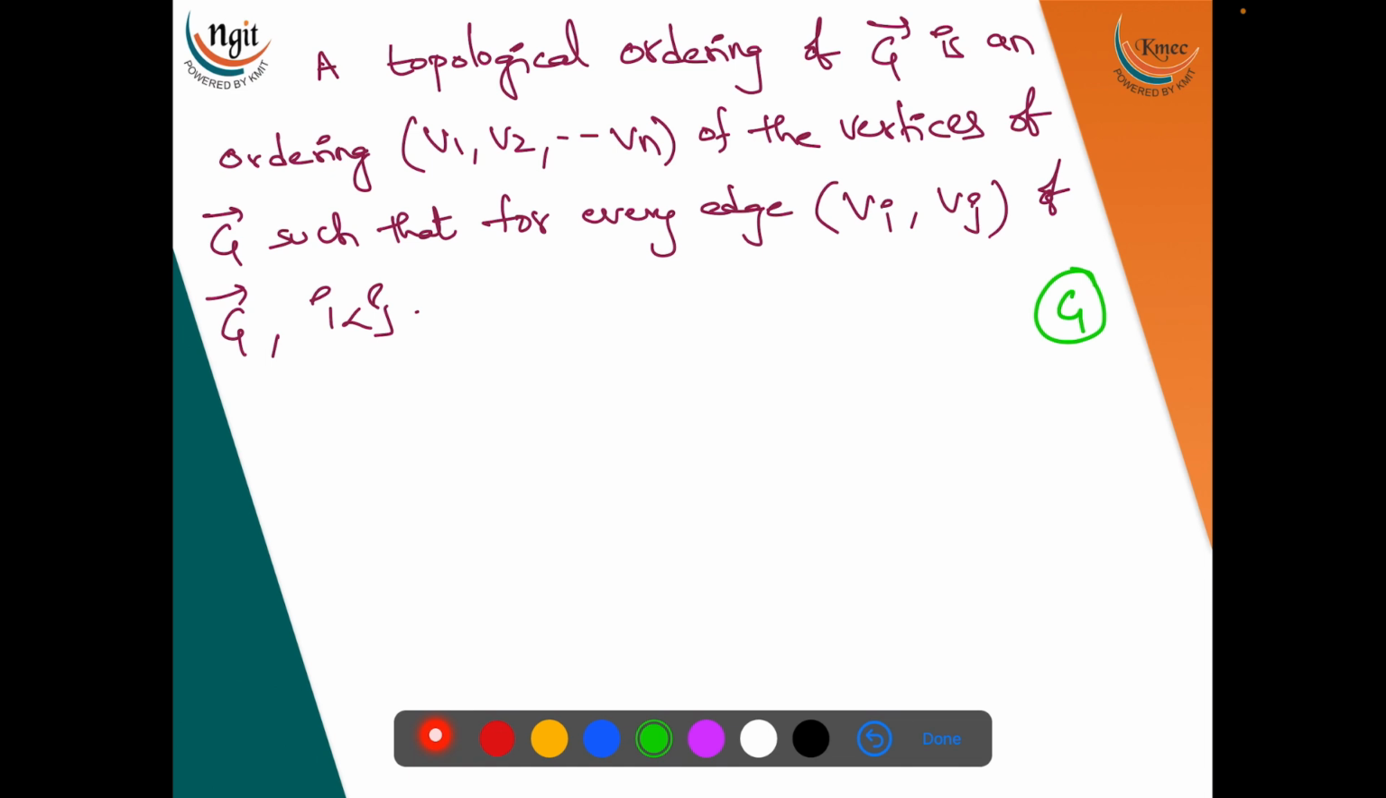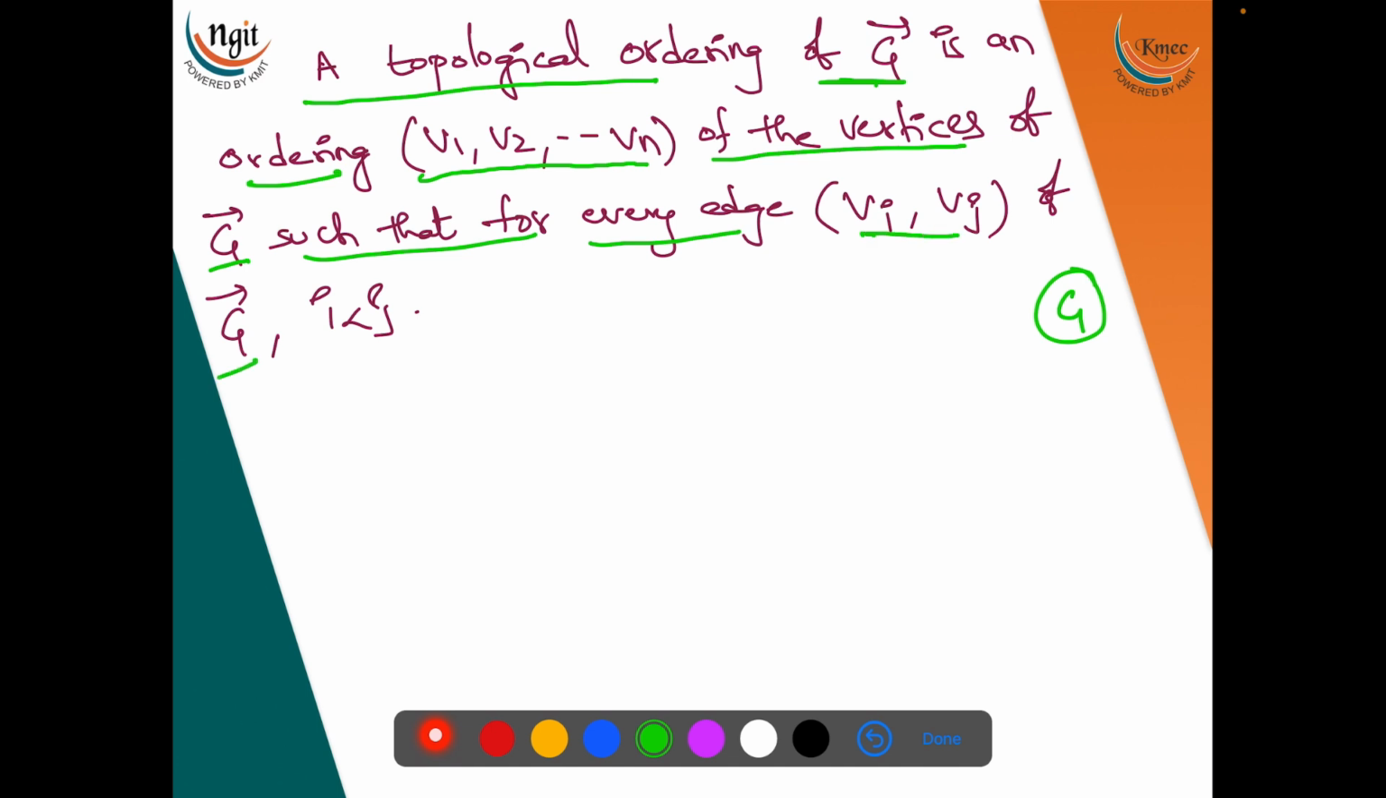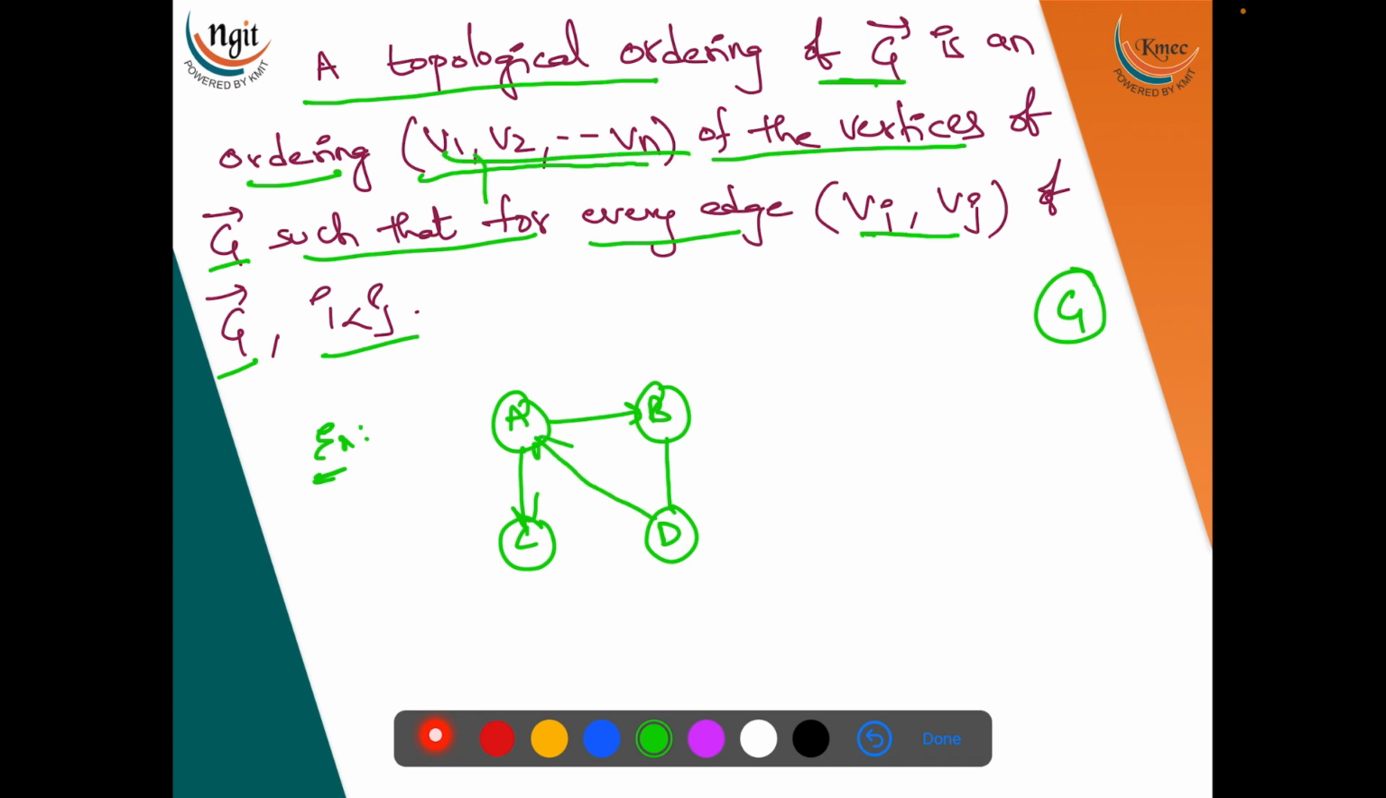Now, the definition: a topological ordering of a graph G is an ordering v1, v2, up to vn of the vertices of G such that for every edge (vi, vj) of G, i is less than j. That means we'll take some example. A to B, and some C here and some D here. Now these are the vertices v1, v2, up to vn.